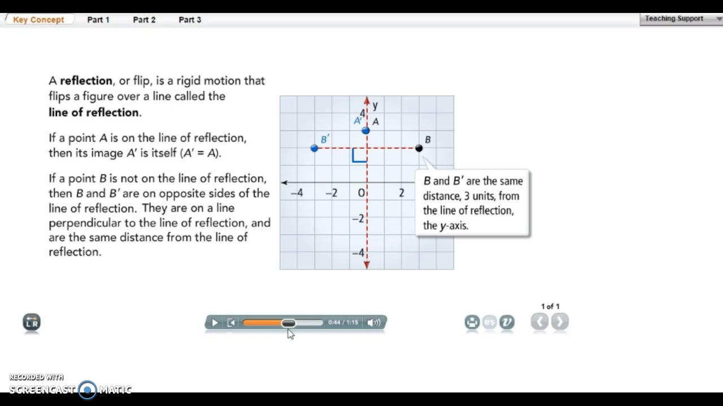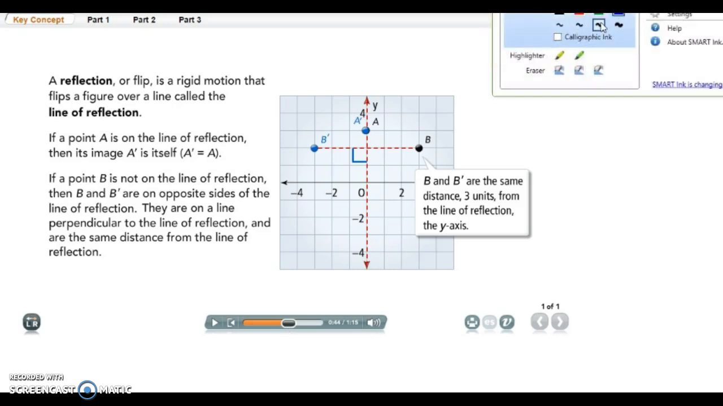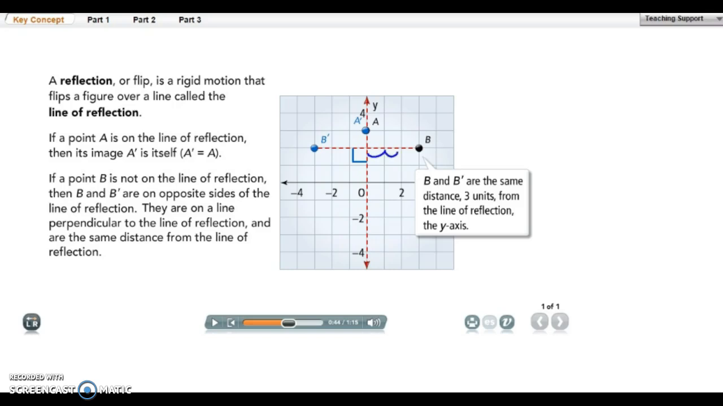When you have the line of reflection, A is sitting right on the line of reflection, and so A prime is the same as A because it doesn't have anywhere to go. B is not on the line of reflection. You can see that it is 3 units away from the line of reflection. Therefore, B prime is 3 units from the line of reflection on the other side. So that kind of gives us a quick idea of what we're looking at.